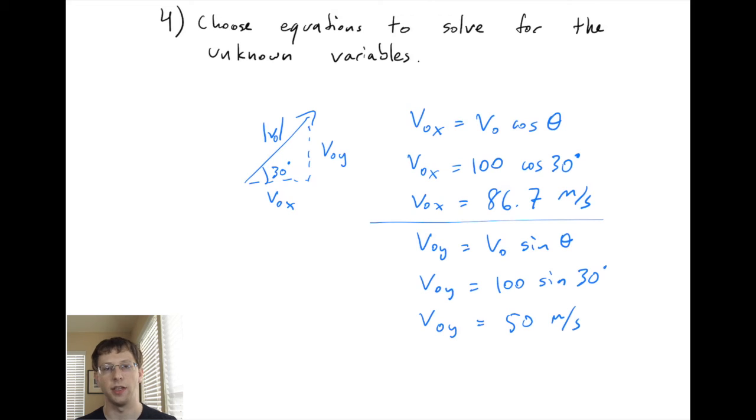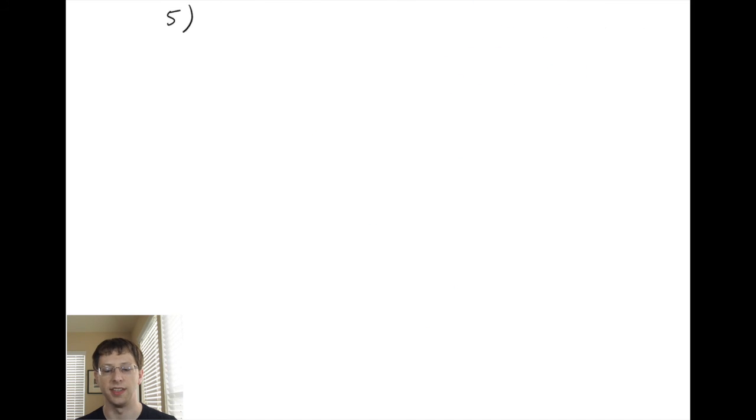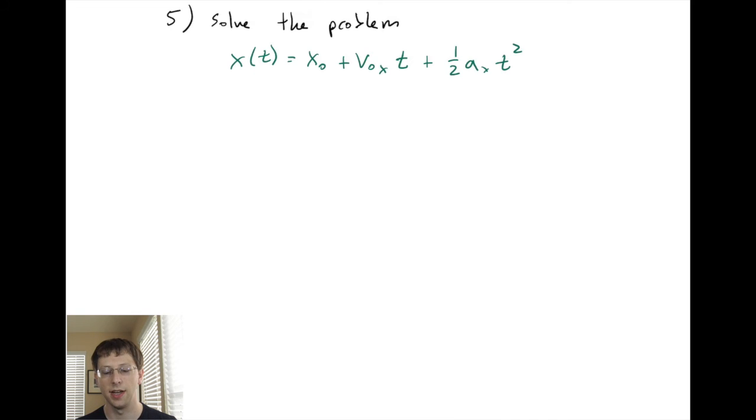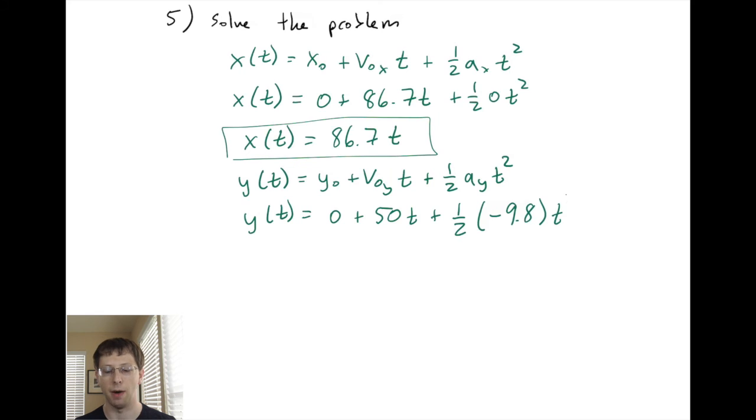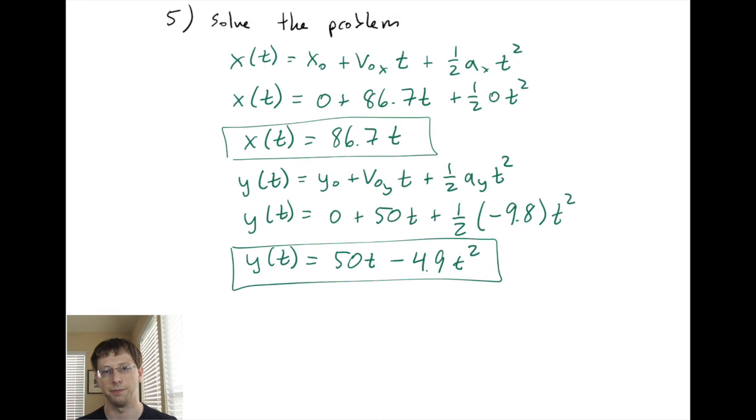And then finally, finish solving the problem. In this case, all we have to do is plug in all of our values, including the ones we calculated, and x as a function of time simplifies down to just 86.7 times t, and y as a function of time simplifies to 50 times t minus 4.9 t squared.